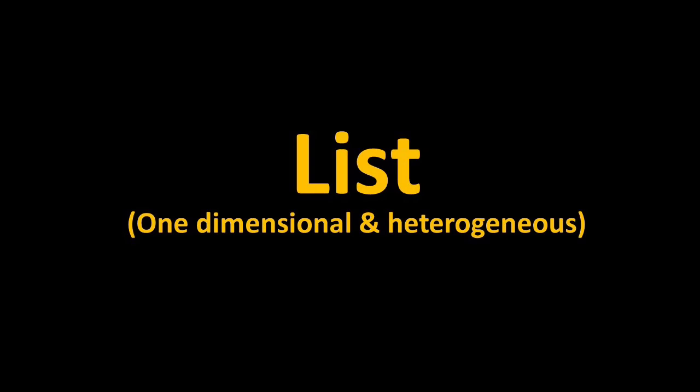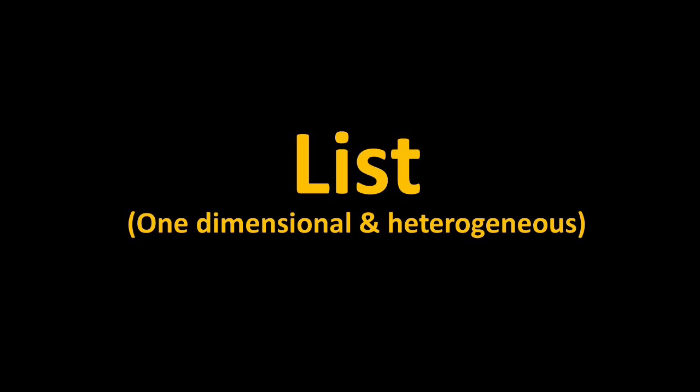List in R programming is one-dimensional and heterogeneous in nature. That means a list can store elements of various data types. So a list can store elements like numbers, characters, vectors, matrices, and lists also inside it. So that's why it is known as heterogeneous in nature.